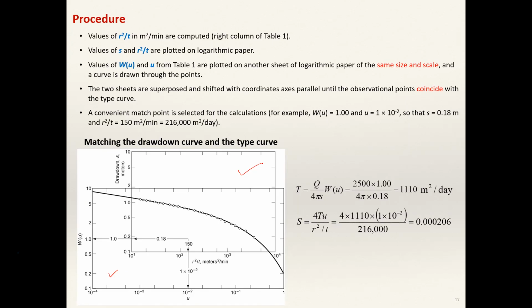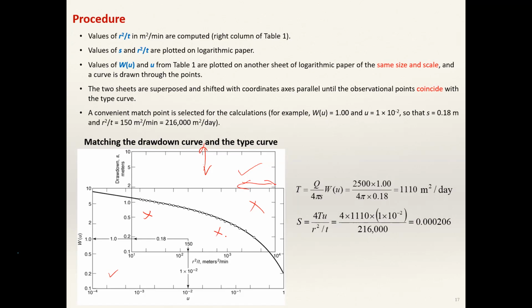So what you do, you move this one to the left or right, up or down, until you get all these observations on top of the Theis type curve. You get the best match, right? So according to this, now this is the best match. What we do next? We select any convenient point. For example, you can select this point here, or a point somewhere here, or somewhere here. Any convenient point should be okay.